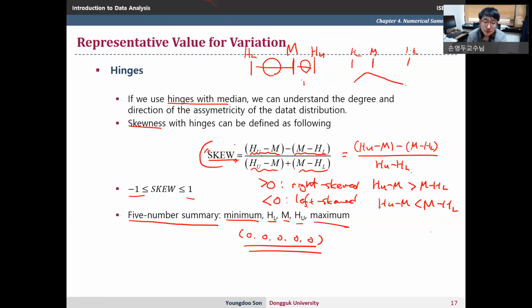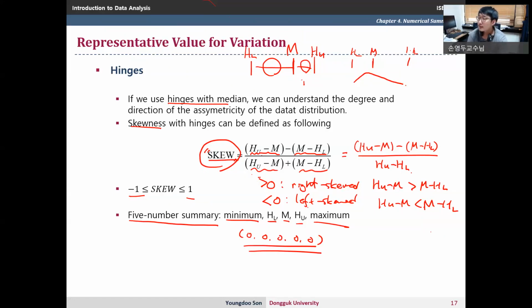So this skewness with the hinges is defined like this. If it is greater than 0, we can easily understand it is right skewed, and if it is less than 0, it means that it is left skewed. The value of this skewness is between -1 and 1. If it is 1, it is very highly right skewed, and it is -1 if it is very highly negatively skewed, and if it is 0, it is symmetric or not skewed.